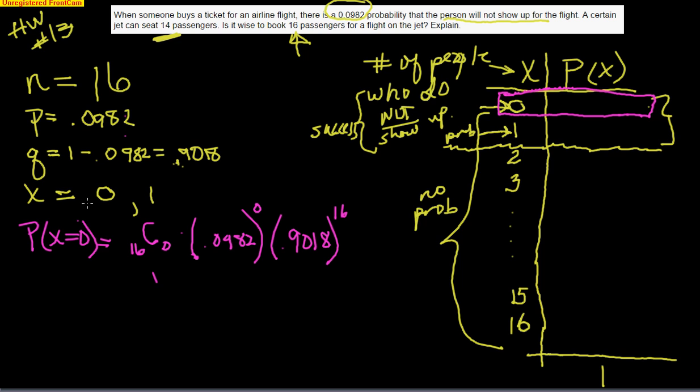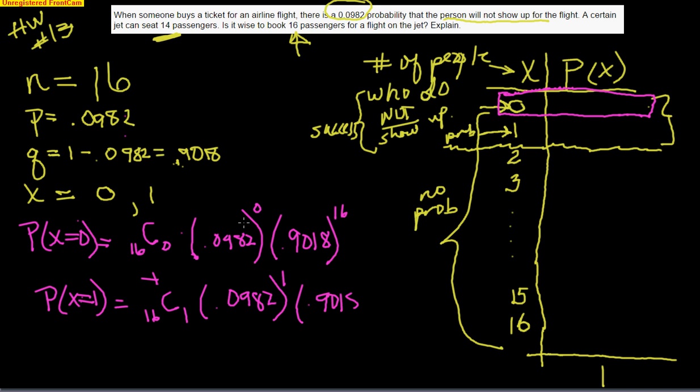All right, in addition, plus we want to find the probability that x equals 1. Well, that's going to be 16 doesn't change, n choose x, now x is 1. We are going to have 1 no-show, 0.0982 to the power of 1, times 0.9018, the remaining 15 who do show up. All right, guys, you can try that on your calculator, or we can use technology.